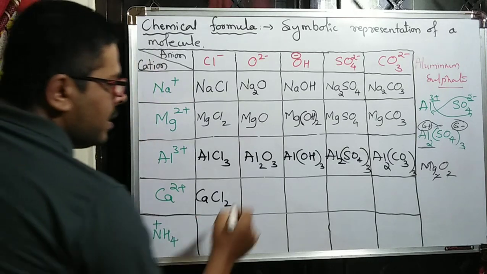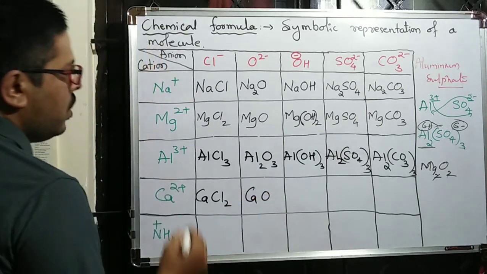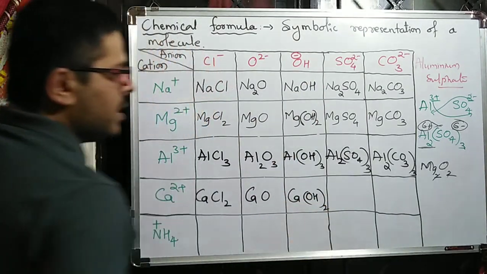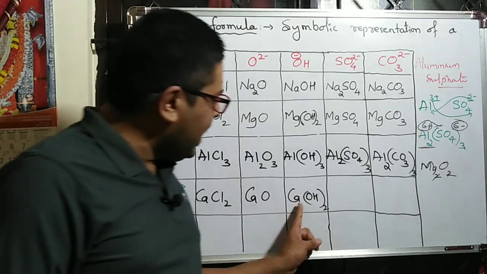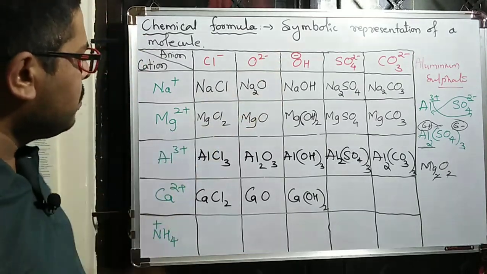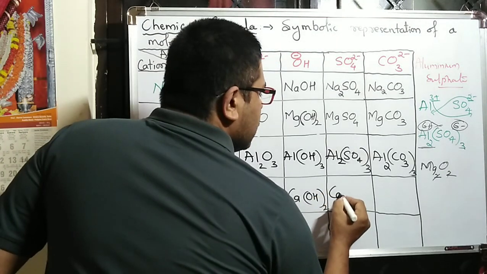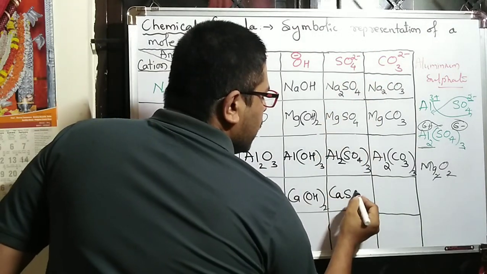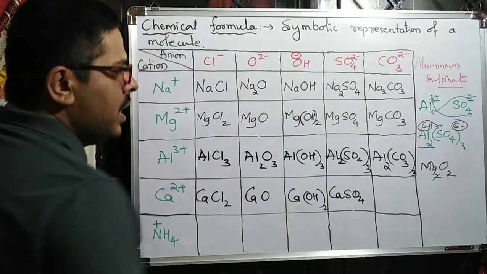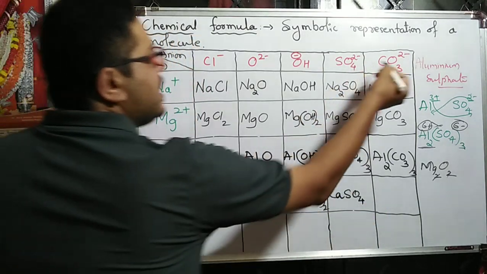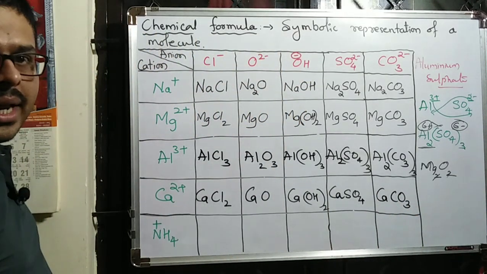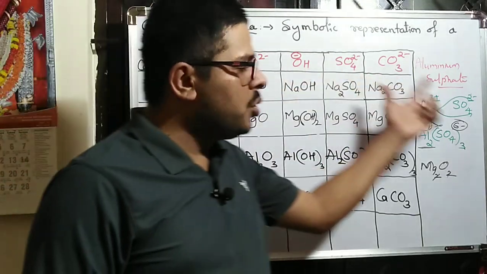Calcium chloride formula, CaCl2. Right? So for calcium hydroxide, CaOH twice. Now calcium sulfate: CaSO4. There is no twice required because Ca is 2 plus, SO4 is 2 minus, it becomes CaSO4. Then CaCO3, calcium carbonate formula, CaCO3, like this. Right? I hope you understood all this.